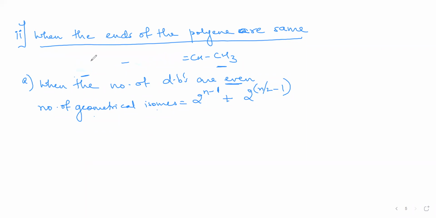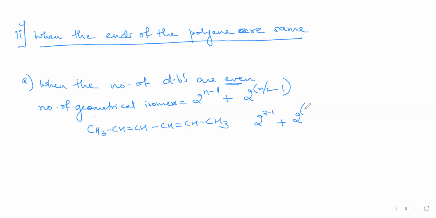So I'll write this here. Now this has even number of double bonds. It's a symmetrical diene. Numbering from left to right is same like numbering it from right to left. So I'll be using this rule now. And the number of geometrical isomers here will be how many? 2 raised to n minus 1. How many double bonds this has? 2 double bonds. So 2 raised to 2 minus 1 plus 2 raised to 2 by 2 minus 1.